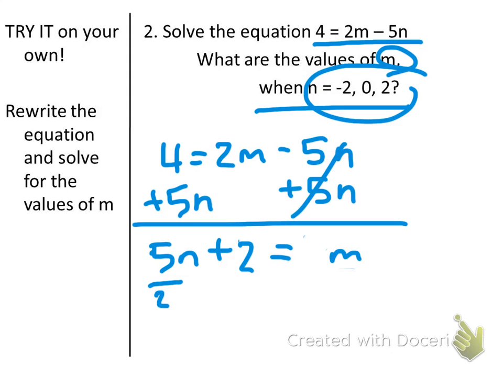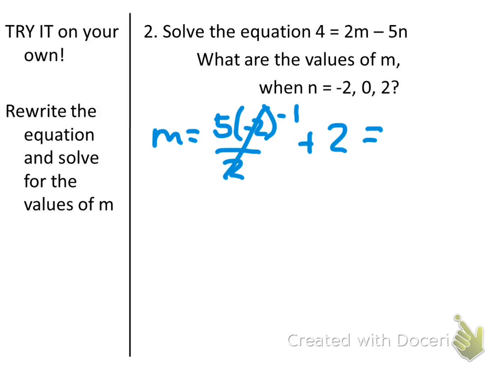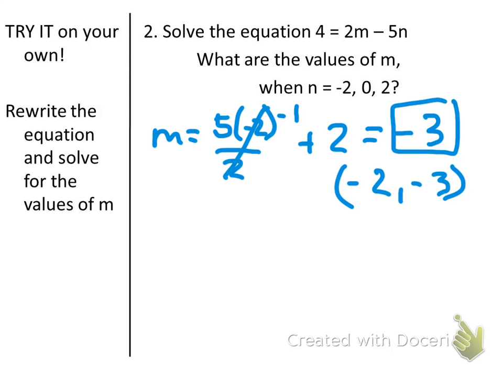Correct? Awesome. Okay, now what we're going to do is solve for the first one. So I'm going to take my equation, m equals negative 2, well, these cancel out, so that becomes negative 1 plus 2, so negative 5 plus 2 is negative 3. So when n equals negative 2, m equals negative 3 is my first ordered pair.